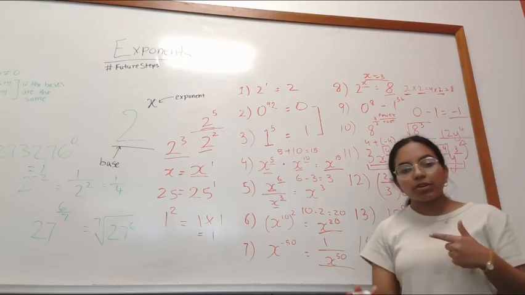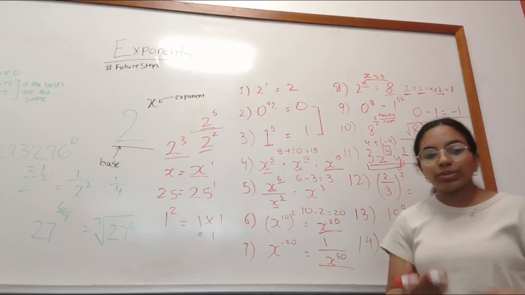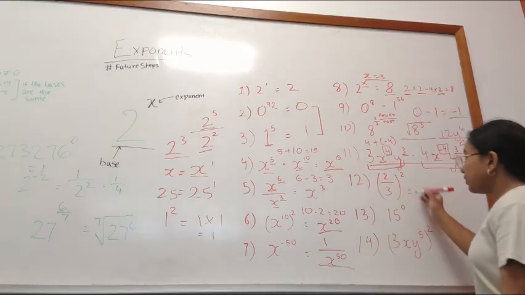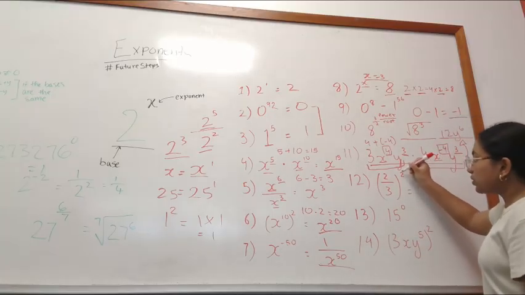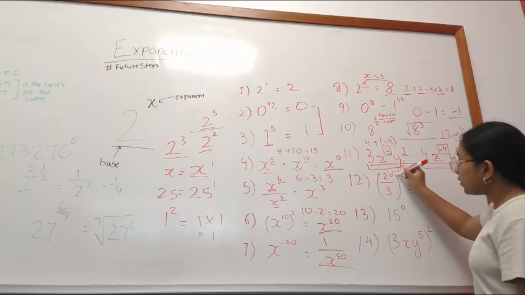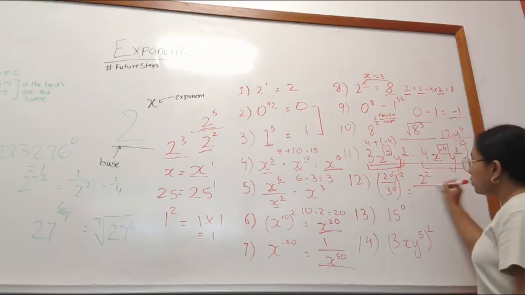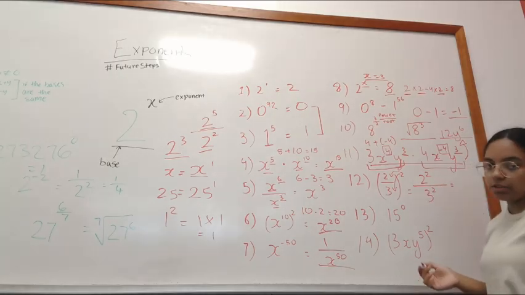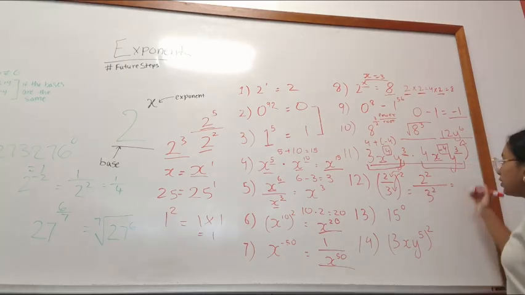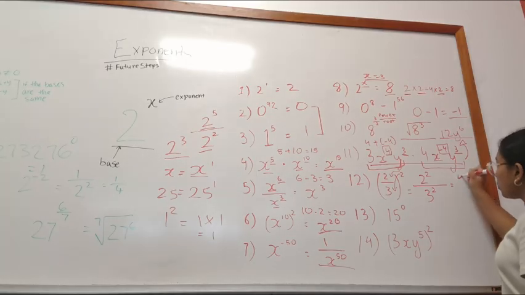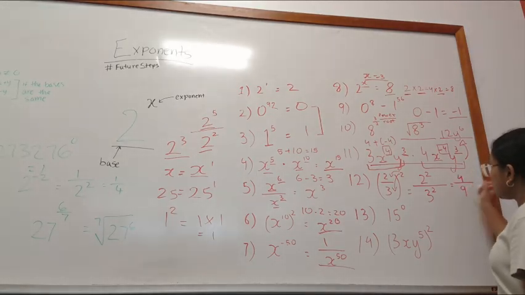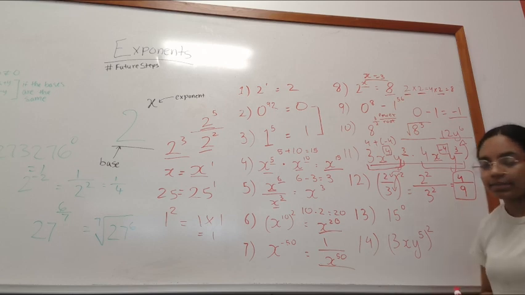So from the rule before, recall that, what do we need to do? We need to distribute this exponent to both the numerator and the denominator. So it's going to be 2 to the power of 2 over 3 to the power of 2. Let's simplify this, right? Because they're just numbers. So 2 times 2 is 4, and 3 times 3 is 9. And then that's the answer, 4 over 9.